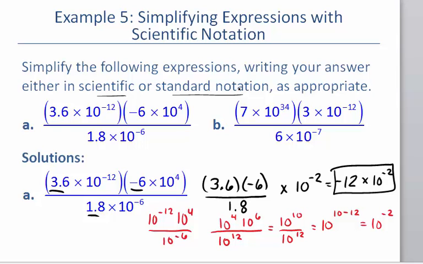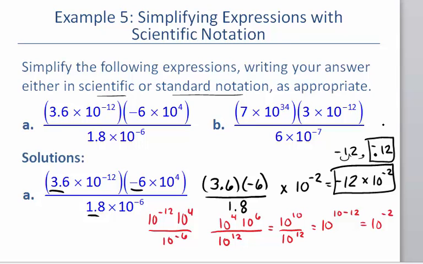If we have -12 times 10 to the -2, remember that this -2 tells you to move your decimal place 2 places to the left. So if my decimal place is currently after the 2, we're going to move it back to the left 2 places. And so our answer would look like 0.12, and that would be negative. So that is our other option for our answer.